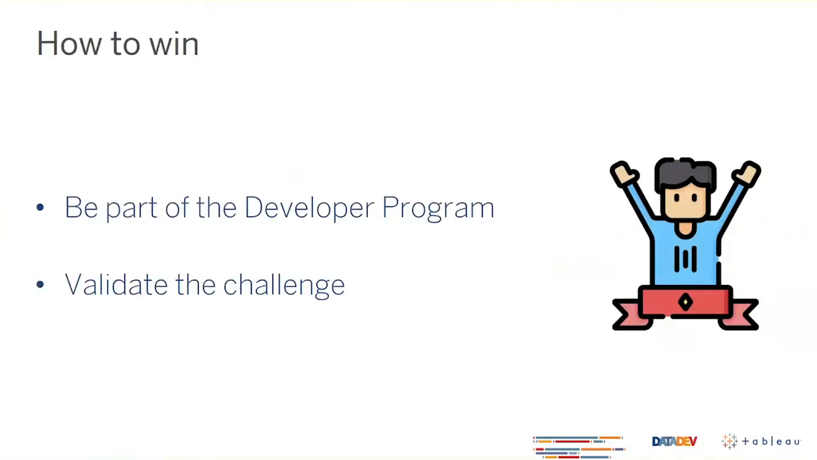To win, first you need to be part of a developer program. If you're on the call today, it means you're already part of a developer program, because we send out the invitation just to members. If a friend or colleague wants to join the challenges, the first thing they need to do is join the developer program. Then, once you are done with the challenges, you need to validate them. You have a set of submission rules for each challenge that you can find on our website.